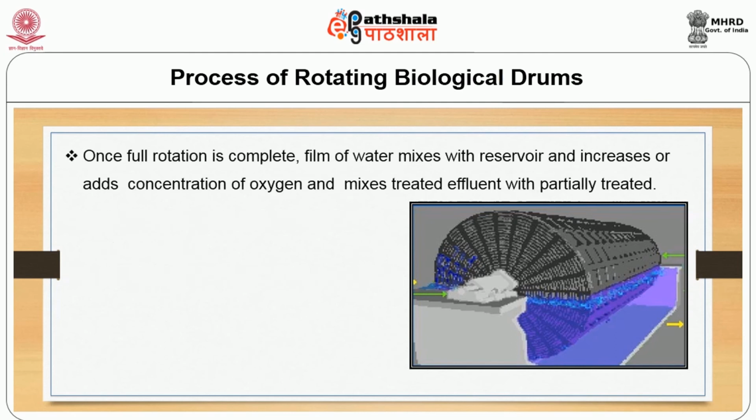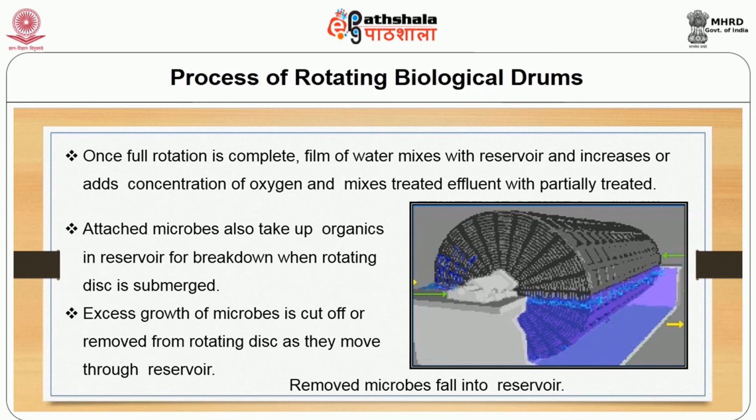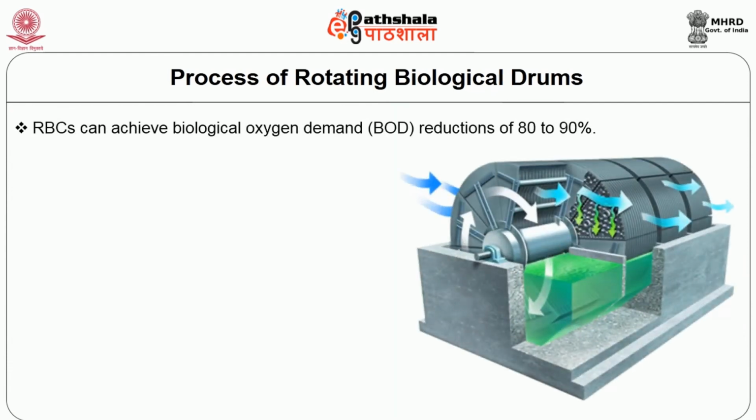Once the full rotation is complete, the film of water mixes with the reservoir and adds to the concentration of oxygen, and it also mixes treated effluent with the partially treated one. The attached microbes also take up the organics in the reservoir for breakdown when the rotating disc is submerged. Excess growth of these microbes is cut off, or removed, and the microbes fall into the reservoir. In this way the RBCs can achieve a biological oxygen demand reduction of 80 to 90%.